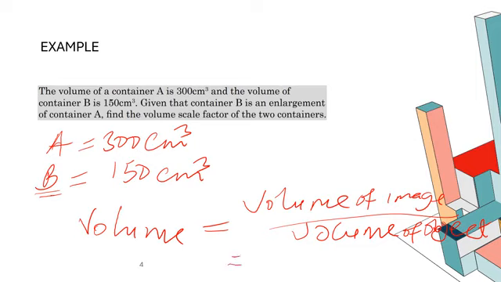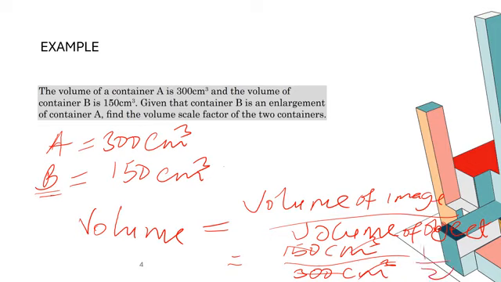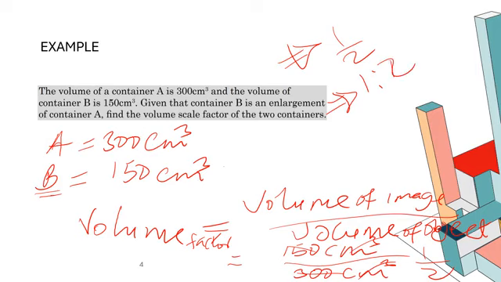In this case our image is 150 cubic centimeters divided by 300 cubic centimeters. So centimeters will go, and 150 over 300 is 1/2. So our volume factor is found as 1/2, and this one can as well be written as 1 to 2. That's our volume factor for this problem.